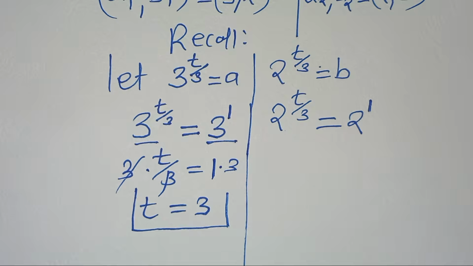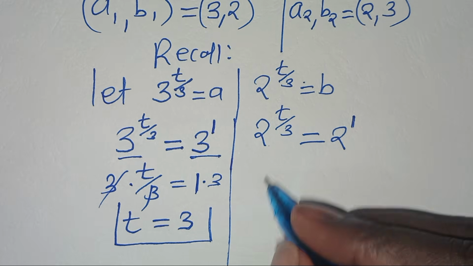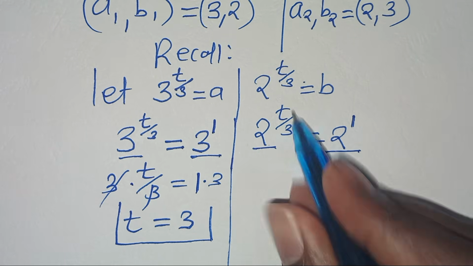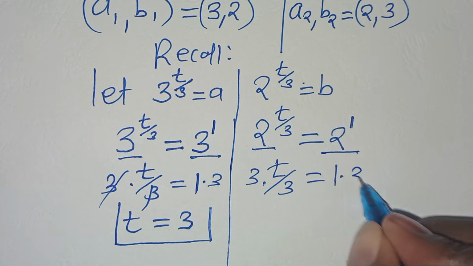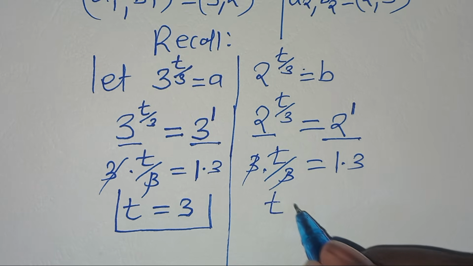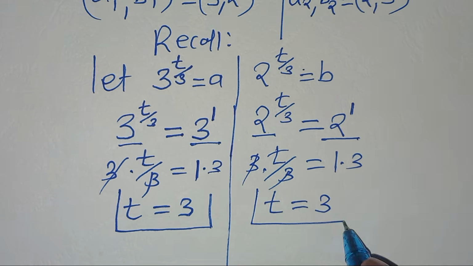So let's check here. Here we have the bases are common too. So we have t over 3. This is equal to 1. So if we multiply both sides by 3, then we have t is equal to 3.